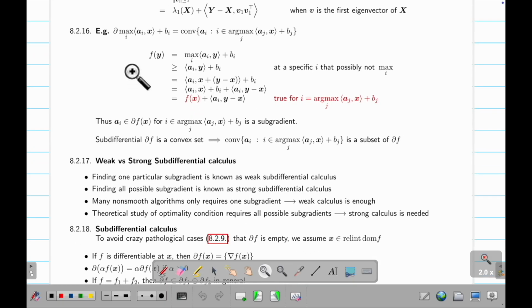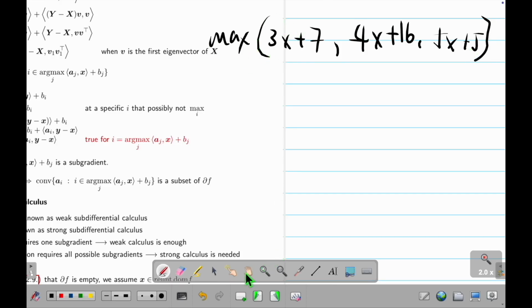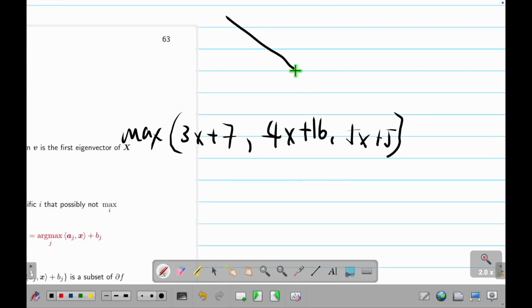Now, second example. What is this? I have a bunch of linear functions, and then I take their max. What is the subgradient? It will be a convex combination of the a_i. If my functions are 3x plus 7, negative 4x plus 16, and 5x plus 5, and I take the max of them, what does it look like? This is the first line, this is the second line, this is the third line. The max of these will be the red thing, right? What's the subgradient of this thing?